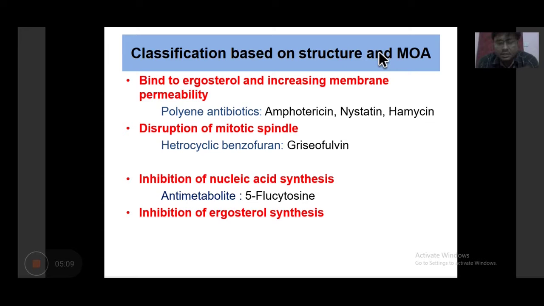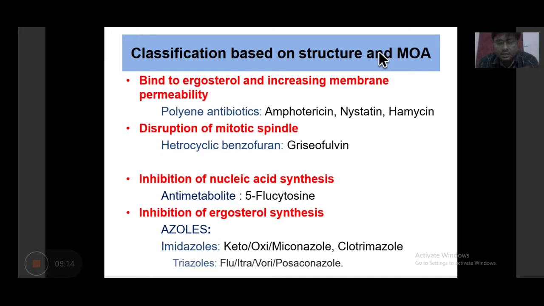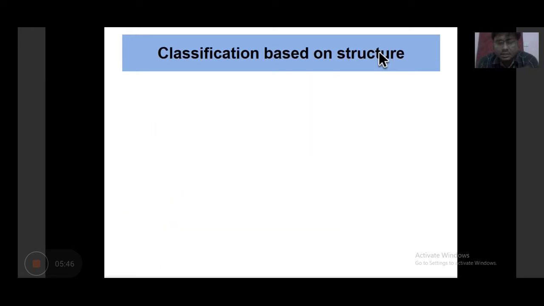Then inhibition of ergosterol synthesis, you can see two groups of drugs. We'll see one by one. One is the azole group, which is subdivided into two groups, imidazole and triazole. The drugs ketoconazole, oxiconazole, miconazole, and clotrimazole come under the imidazole subgroup of azoles, and then fluconazole, itraconazole, voriconazole, and posaconazole come under the triazole subgroup of azoles. So this is one group of drugs which inhibit ergosterol synthesis. Another group of drugs is terbinafine.